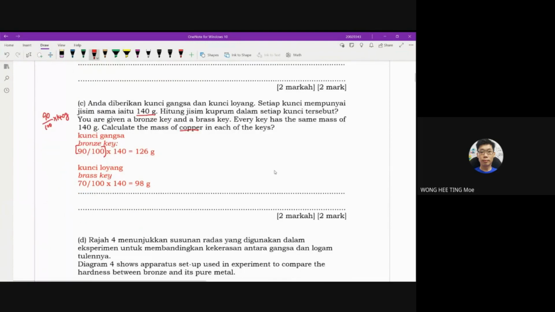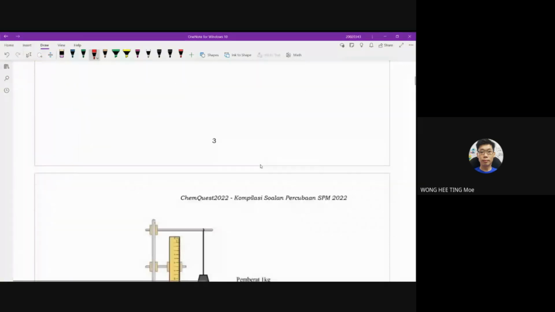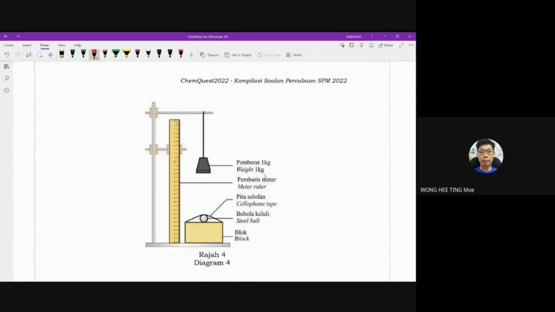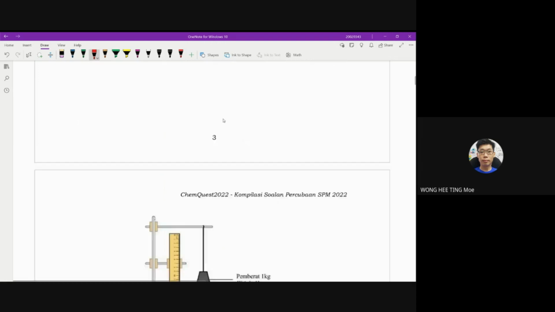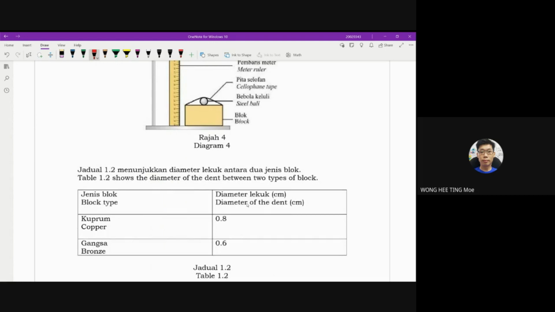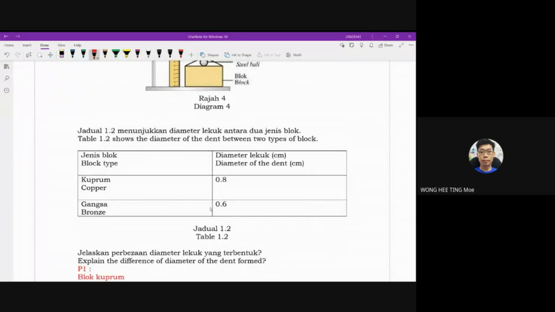So that is 2 marks. Now, the diagram shows the apparatus to compare the hardness of bronze and its pure metal, which we already tried in the lab. We have the 1 kilogram weight, meter ruler, steel ball, and then the block. The block is changed between the pure metal and the alloy, here bronze and copper. The diameter of the dent for copper is 0.8, bronze is 0.6. Explain the difference in the diameter of the dent formed.